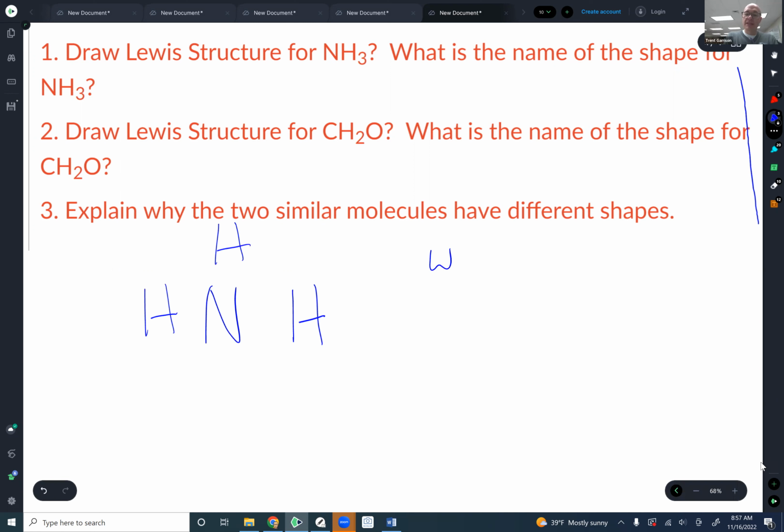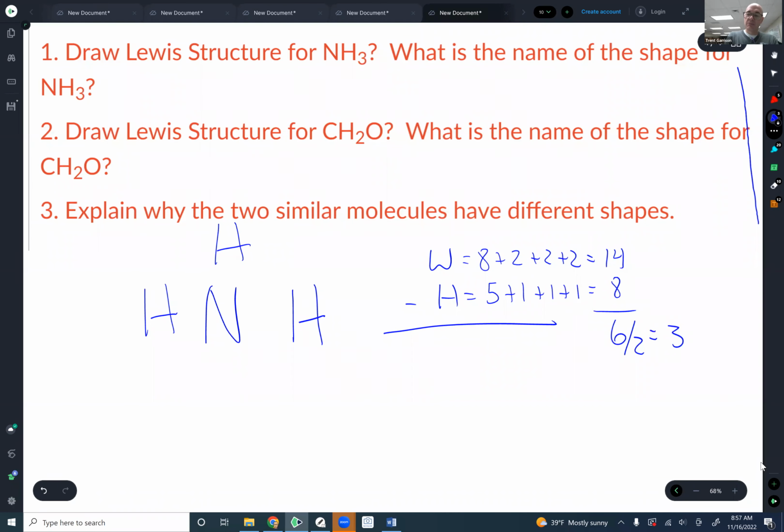Then I'm going to do want minus have on this one to determine how many bonds there are. Now, reality is we don't need that because hydrogens, we should know at this point, always have single bonds. But I'm going to do want minus have just to prove my point to you. So I've got 8 for the nitrogen, and then I have 2 for each of the hydrogens. So I've got a total here of 14. My halves is 5 valence electrons for the nitrogen and 1 for each of the hydrogens. That makes a total of 8. The difference between those 2 numbers is 6. So that means if I divide it by 2, I have 3 bonds. Okay, so single bond for each of the hydrogens as predicted.